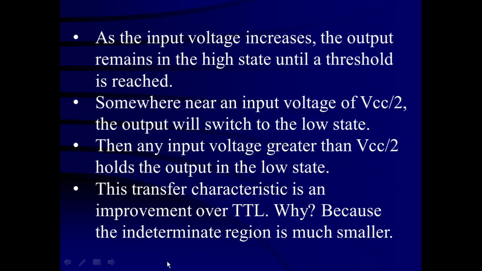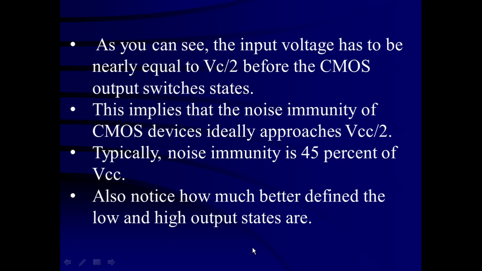This transfer characteristic is an improvement over the TTL because the indeterminate region is much smaller than the TTL indeterminate region. As you can see, the input voltage has to be nearly equal to VCC by 2 before the CMOS output switches state. That means until VCC by 2, the output will not swing from the high state to the low state. This implies that the noise immunity of the CMOS device ideally approaches VCC by 2. Typically, noise immunity is 45% of the VCC.